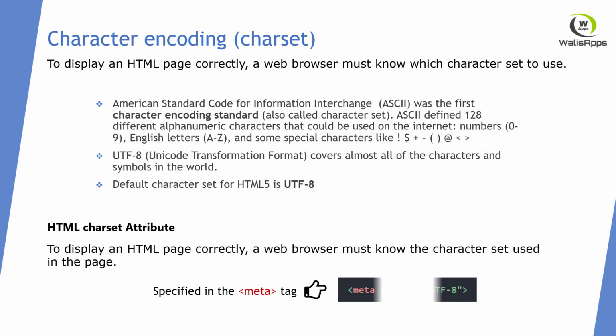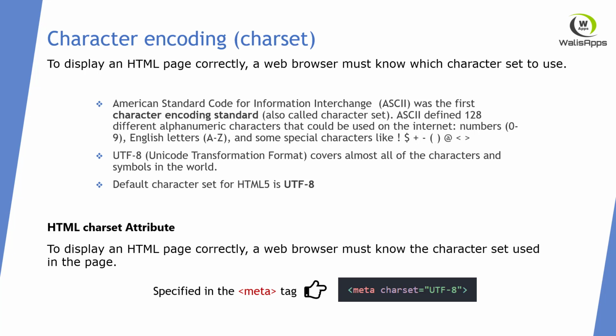Character encoding. To display an HTML page correctly, a web browser must know which character set to use. American Standard Code for Information Interchange (ASCII) was the first character encoding standard, also called character set. ASCII defined 128 different alphanumeric characters that could be used on the Internet: numbers 0 to 9, English letters A to Z, and some special characters like dollar, plus, minus, etc.